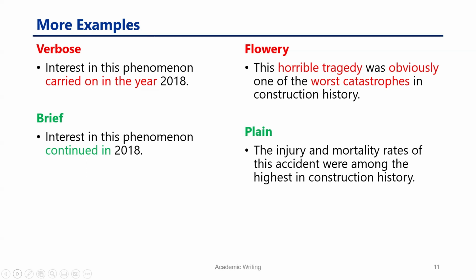Another thing we want to do is to avoid being flowery. An example is, this horrible tragedy was obviously one of the worst catastrophes in construction history. That is very dramatic writing, almost like something you'd read in a newspaper. Again, we want to be very plain and say only what we mean and nothing more. The injury and mortality rates of this accident were among the highest in construction in history.